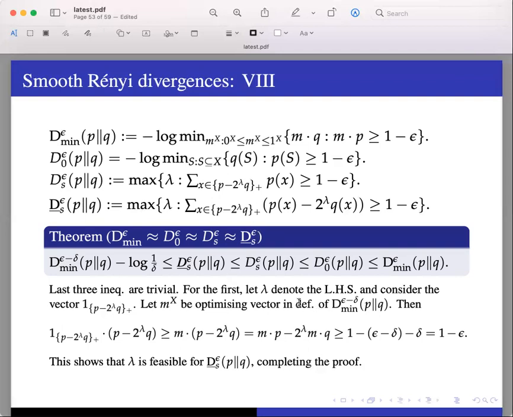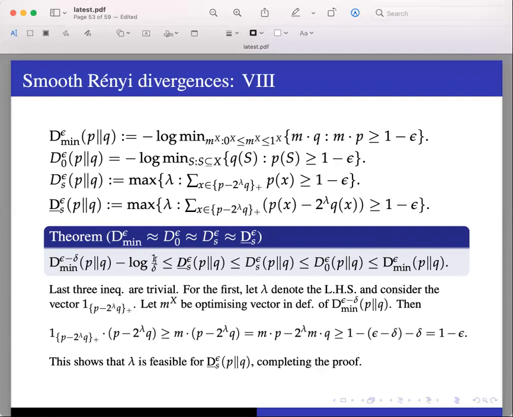Then again, D epsilon s is less than D epsilon 0, which I remarked a short while ago, because here I'm optimizing over all possible subsets, whereas in D epsilon s, I fixed the choice of the subset. So this could only do better. So it's less than or equal to. And even this is trivial because here I'm looking at a hypothesis test, a vector m which takes either a zero value or a one value. The optimizer is optimized over a larger possible set. So these are all trivial.